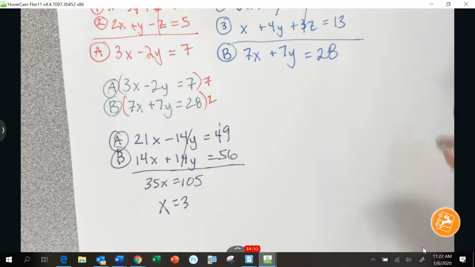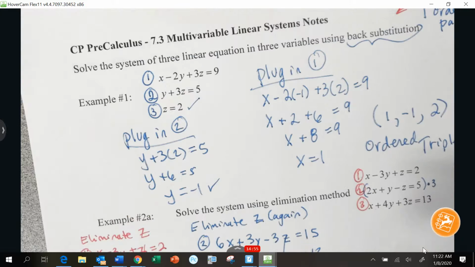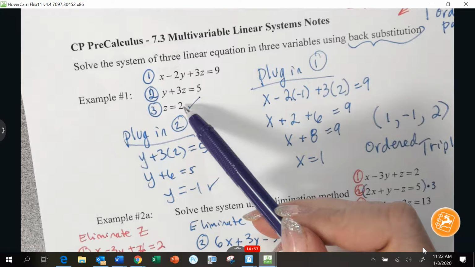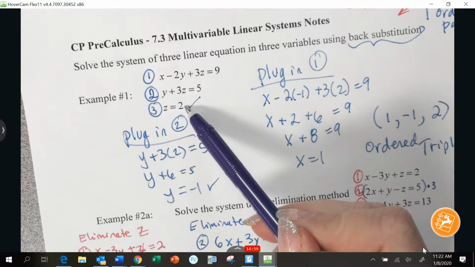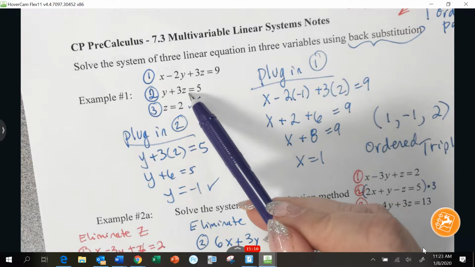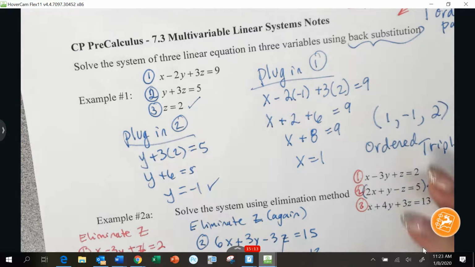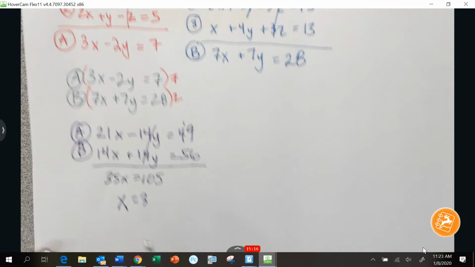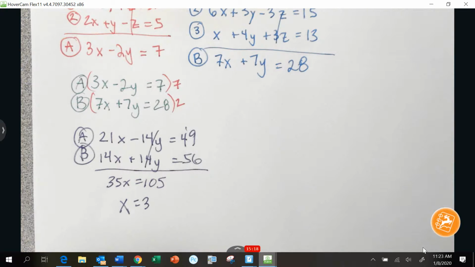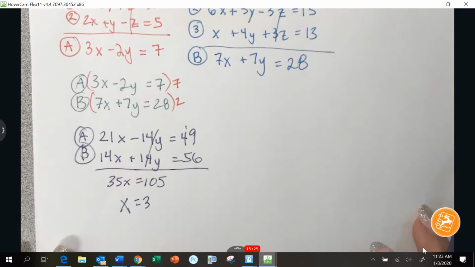In the previous example right up here, I had given you one answer. What did we do with that one answer when we knew it? We plugged it in where? To a different equation that had only two variables. So we're going to use what's called back substitution now. We're going to plug this x equals 3 into an equation that only has two variables. Are there any equations here that only have two variables? A or B? Your choice. What do you want to plug x equals 3 into?